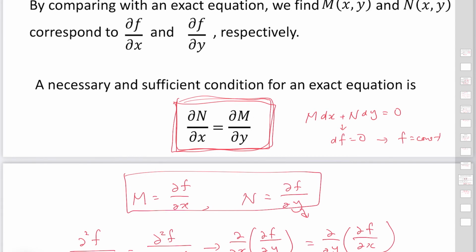Okay, this is another form of first order differential equation. I explained how to solve first order differential equations.